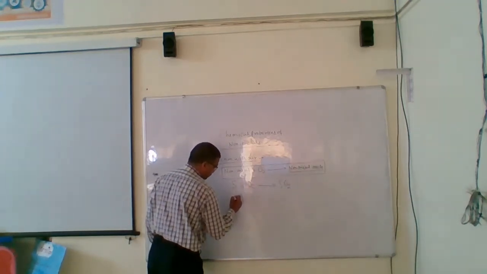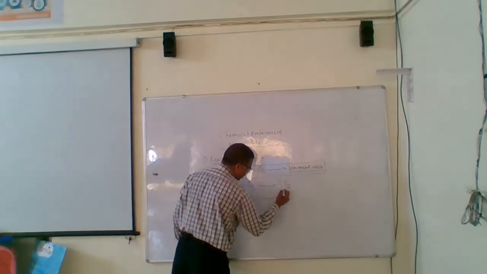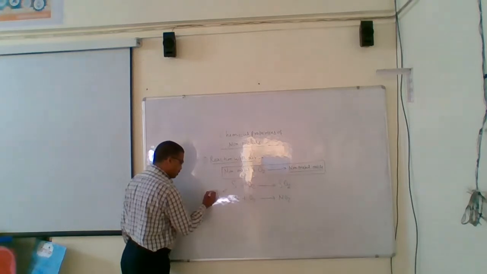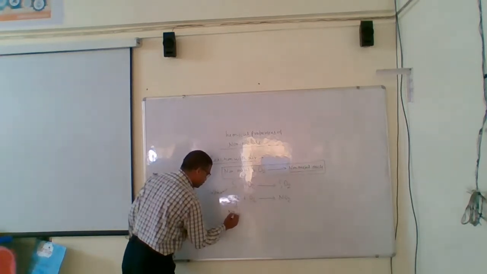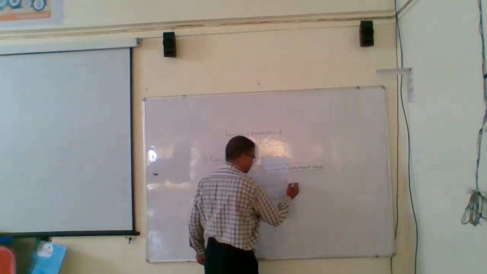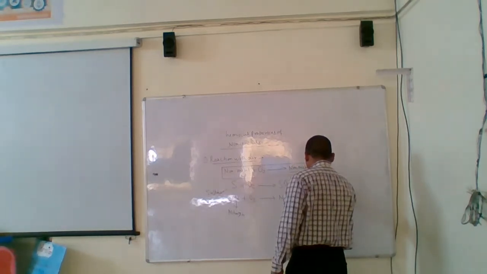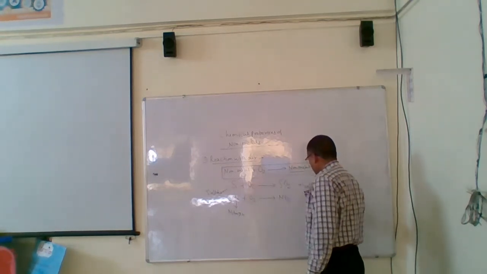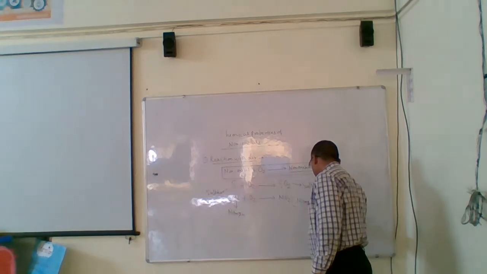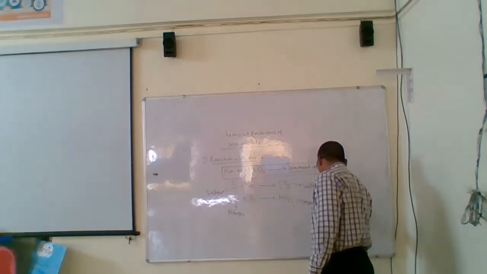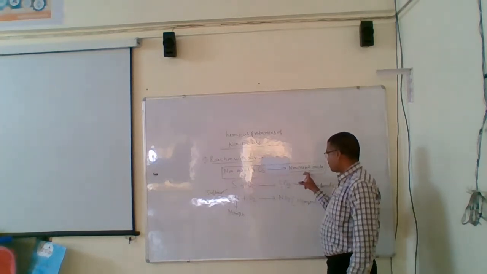When nitrogen reacts with oxygen, it is converted into nitrogen dioxide. This is sulfur, this is nitrogen, and the product names are sulfur dioxide and nitrogen dioxide. That means when non-metals react with oxygen, they give their oxide.